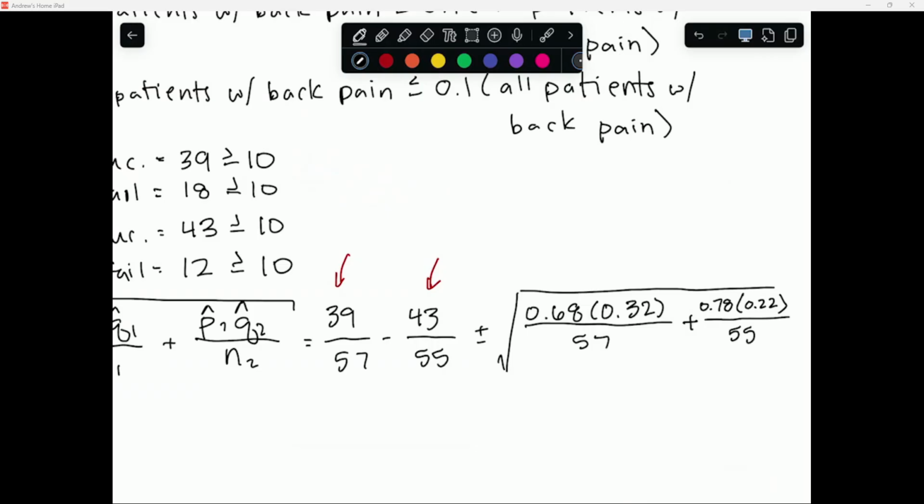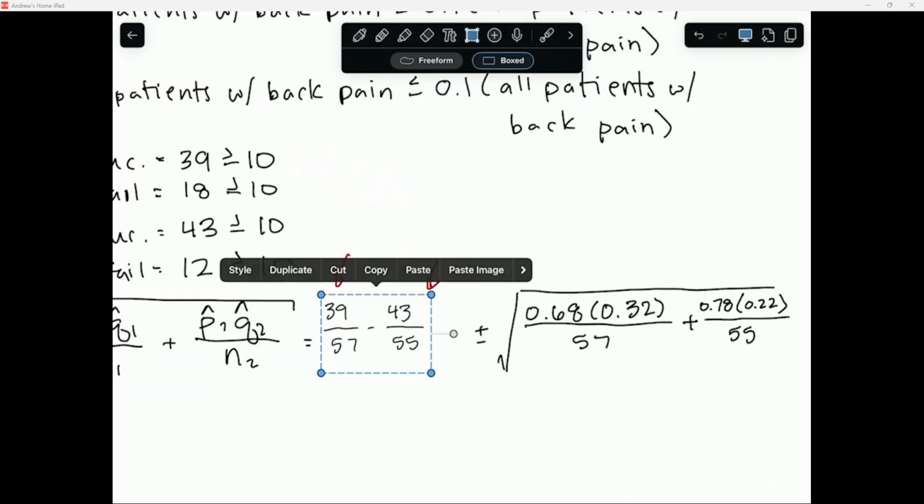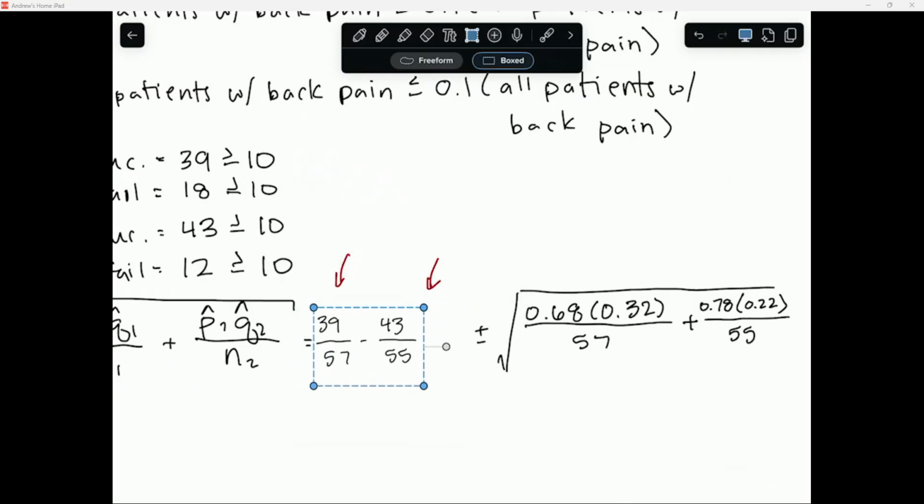And what did I forget to write in there? I forgot to write in my Z star. And I don't have students to call me on my nonsense today, so let's shrink that down. Thank you for your patience with my poor little sick addled brain. Plus or minus, and our Z star was 2.58.